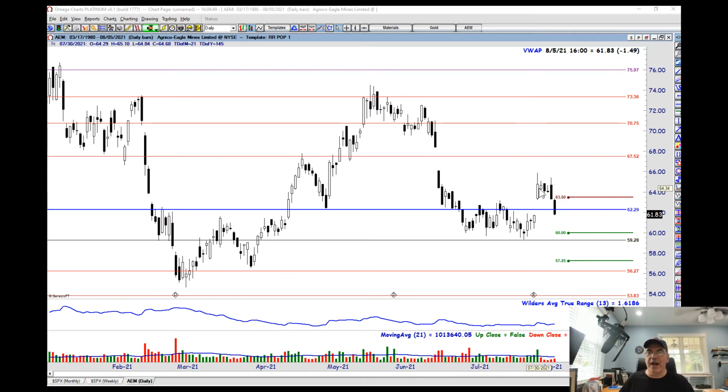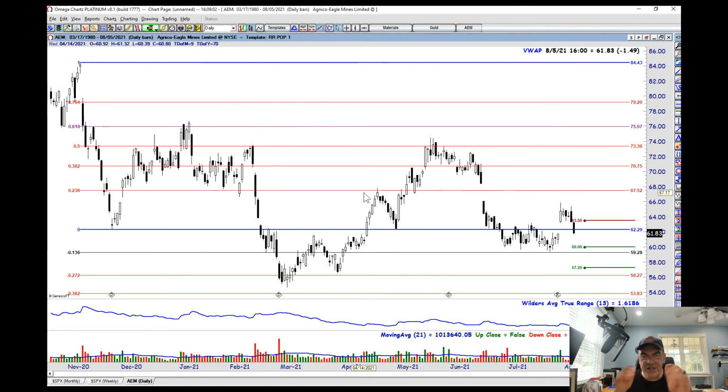So what are we looking for now? AEM closed to the downside today, below that 62.29 level, which is our zero line. Hence the name of the trade, the zero line breakout. Remember, there is a training which you'll find in the show notes down below that will teach you exactly how to set this trade up. So make sure you go back and watch that as well.